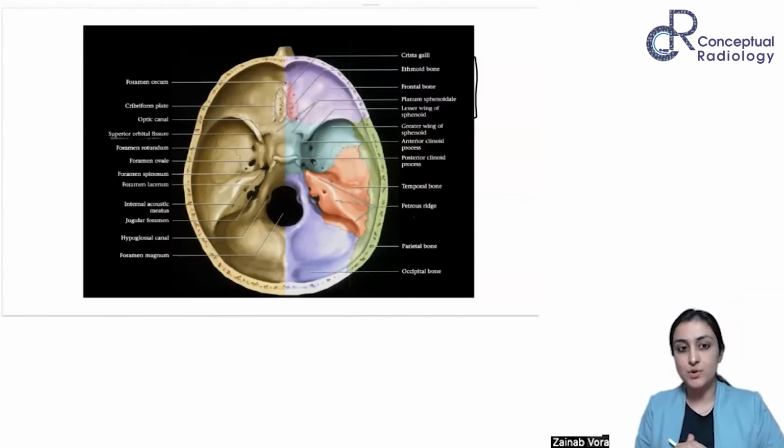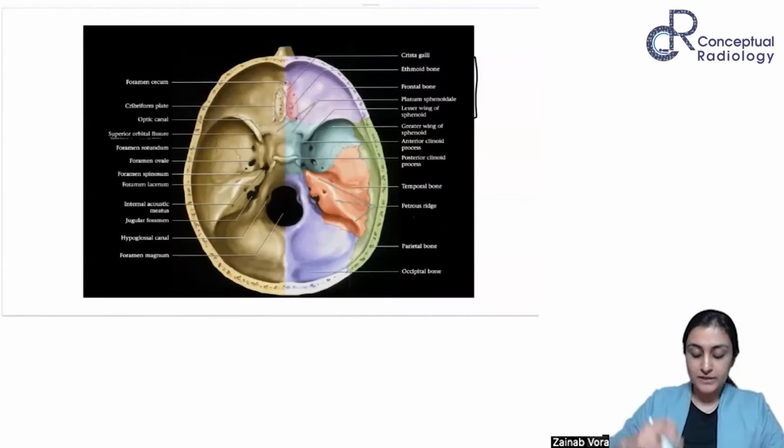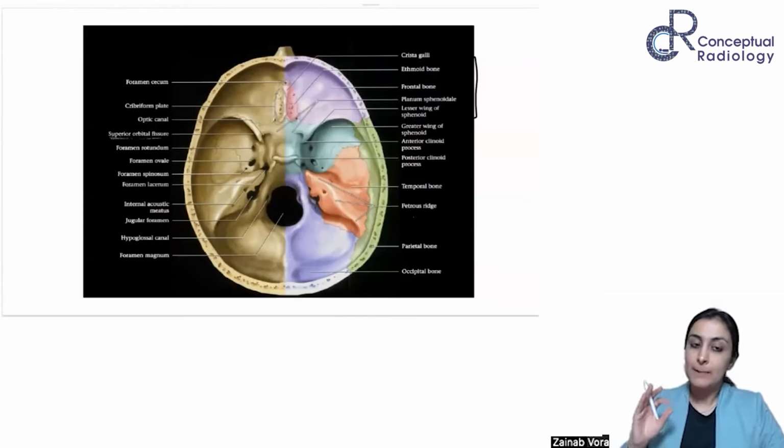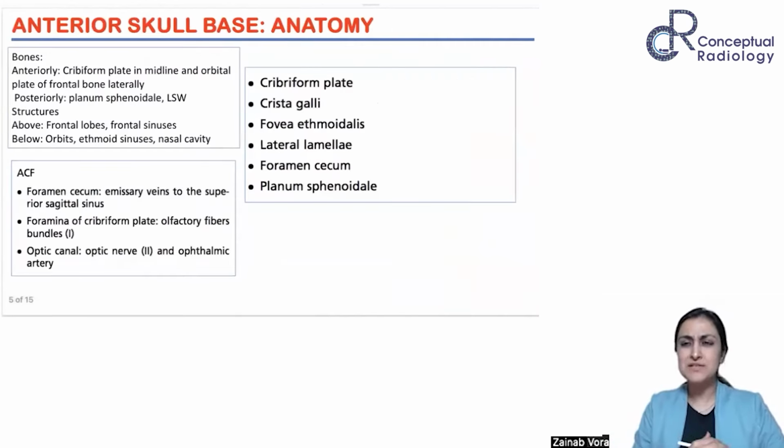But I hope you guys got the idea as far as what the structural orientation is. So we have to take it in baby steps, one after the other, and find each and every structure, right? So that's what we are going to be doing. Let's talk briefly. First, I'll go through the theory and then we'll start seeing the images after that.